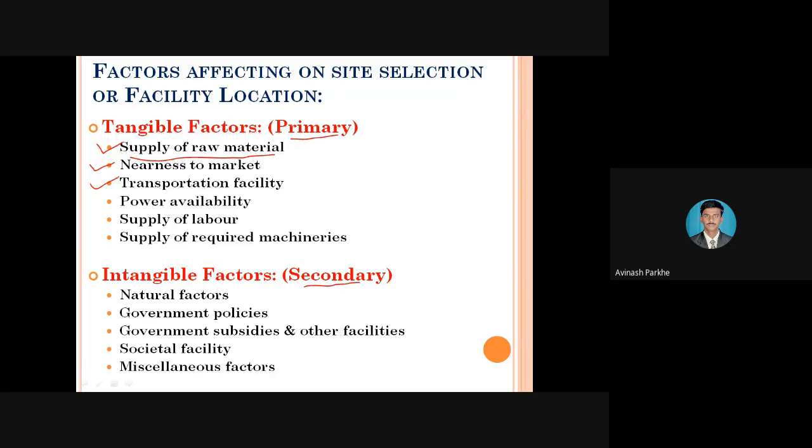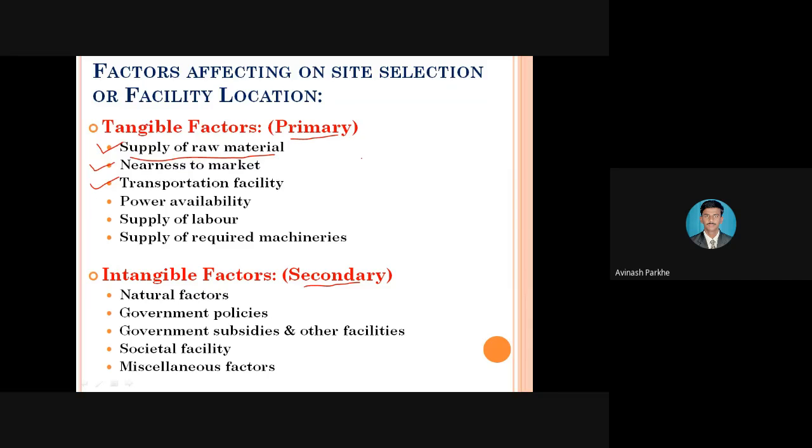Transportation facility also plays a very important role. Whenever I have to take the raw material from the market, I must check whether transportation facilities are available or not, because most of the time we purchase raw material in bulk. Whenever we purchase sheet metals or woods, we purchase them in bulk. But whenever I have to take that raw material from the market to my industry, is a transportation facility available or not? Sometimes road facilities are not available.